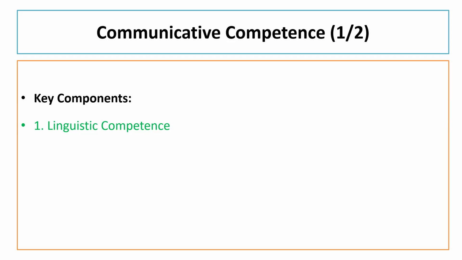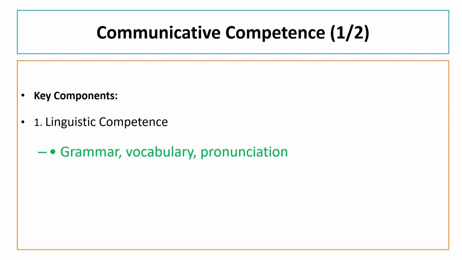Exactly. Okay, so we've got linguistic competence, sociolinguistic competence, discourse competence. What's number 4? Number 4 is strategic competence. Ooh, strategic competence. I like that one. Me too. This is all about using communication strategies to overcome gaps in your knowledge or understanding.